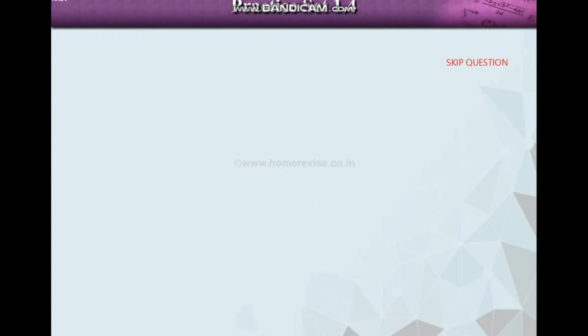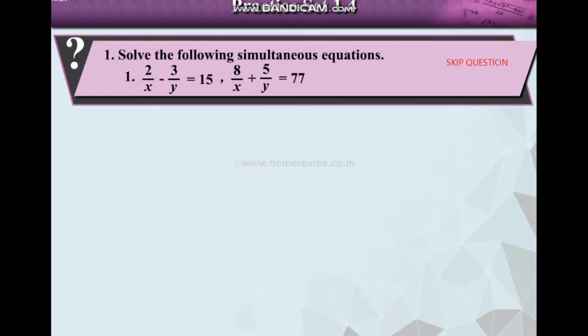Practice set 1.4. 1. Solve the following simultaneous equations. 2 upon x minus 3 upon y is equal to 15. 8 upon x plus 5 upon y is equal to 77. Solution. 2 upon x minus 3 upon y is equal to 15. 8 upon x plus 5 upon y is equal to 77.